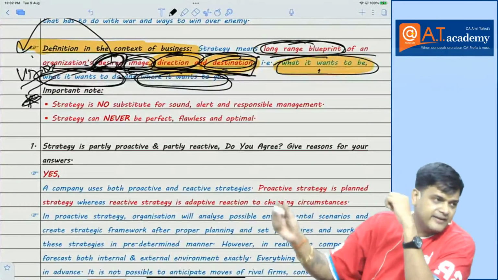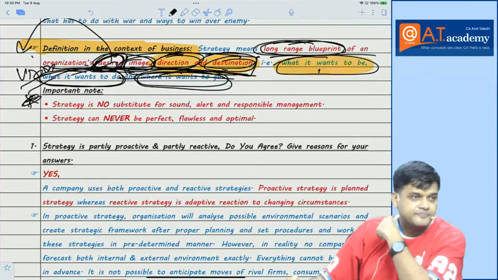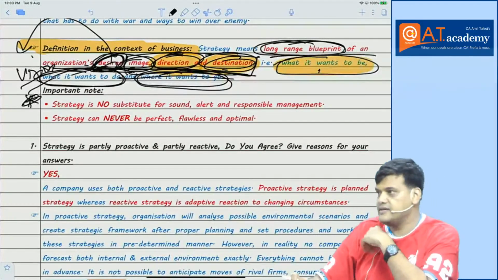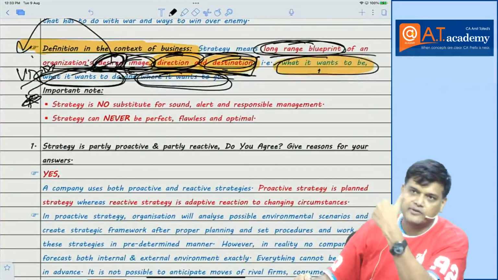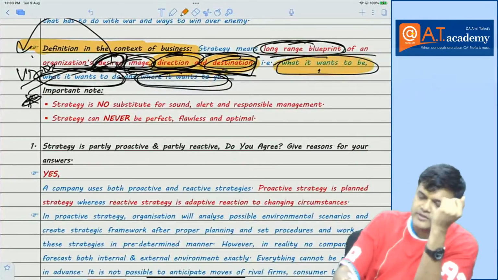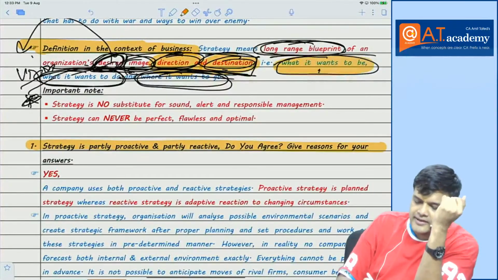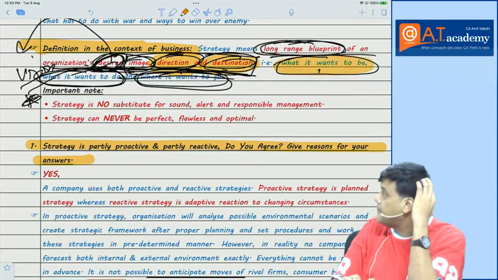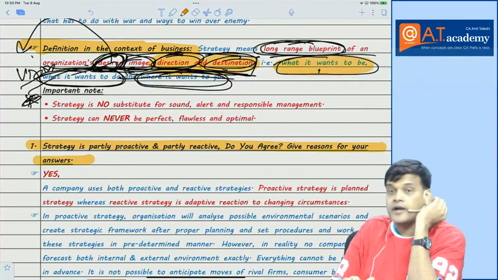Next point, next line. Strategy can never be a. Did you understand this also? Perfect. I do think it is pakka clear. This is the only question which is there in the strategy point. Okay, strategy should be a blend of proactive and reactive.